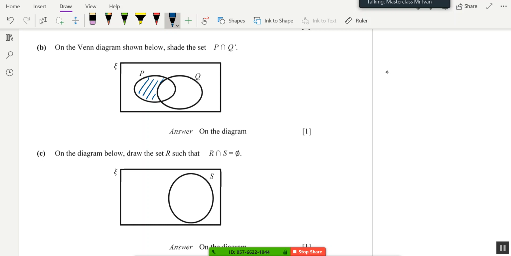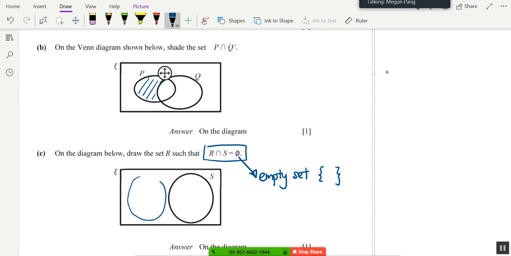Okay? And the next one. Draw R such that R intersect S. What is this? Megan, what is this? Empty set. That means there's no element inside. Another way of drawing empty set is this. So how to draw R such that they do not have any intersection? Where can you draw R? Beside S. Can it touch or not? Cannot. Yep, so this is R.